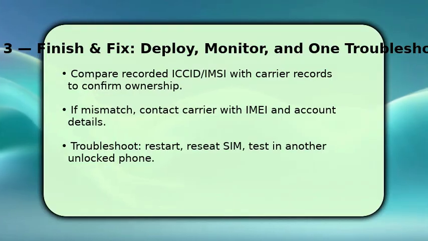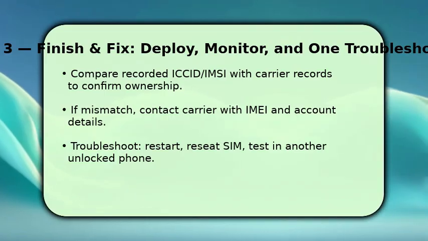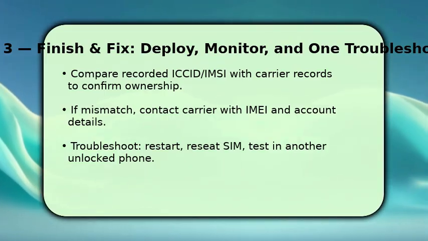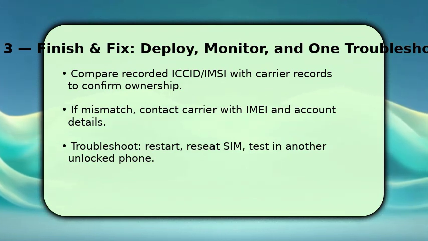Make sure to restart the phone and reseat the SIM before escalating, and test the SIM in another unlocked phone to rule out device issues. If problems persist, a carrier reset or replacement SIM is often the fastest resolution. Ask for next step timing.